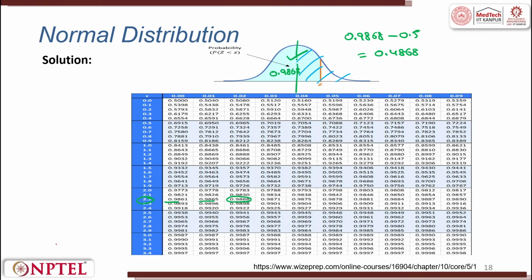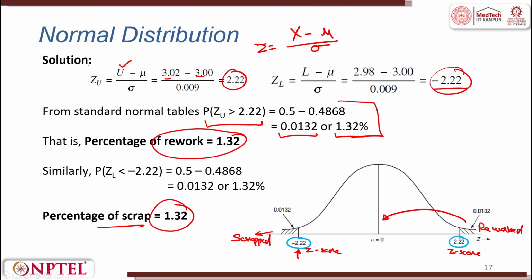From this half area, we are only interested in this region that is on the right hand side. This region is what? 0.5 minus 0.4868. I am talking about this region only. This came out to be 0.0132. You see it here. We are looking at the right side, and this area comes out to be 0.0132.